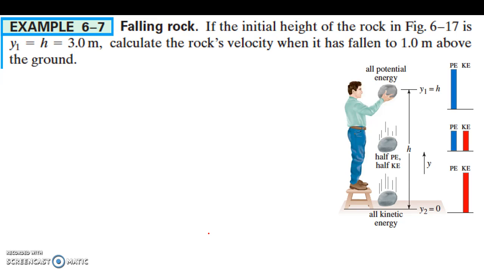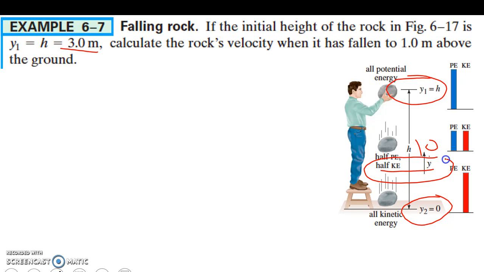We got an initial height that we don't know. Oh, we do know. Sorry, it's 3 meters. We want to find the velocity when it has fallen to 1 meter above the ground. So we want to get to about this point, right? 1 meter. And you can see from the diagram, at the top we have all potential. At the bottom we have all kinetic. That would make the math pretty easy going from top to bottom.